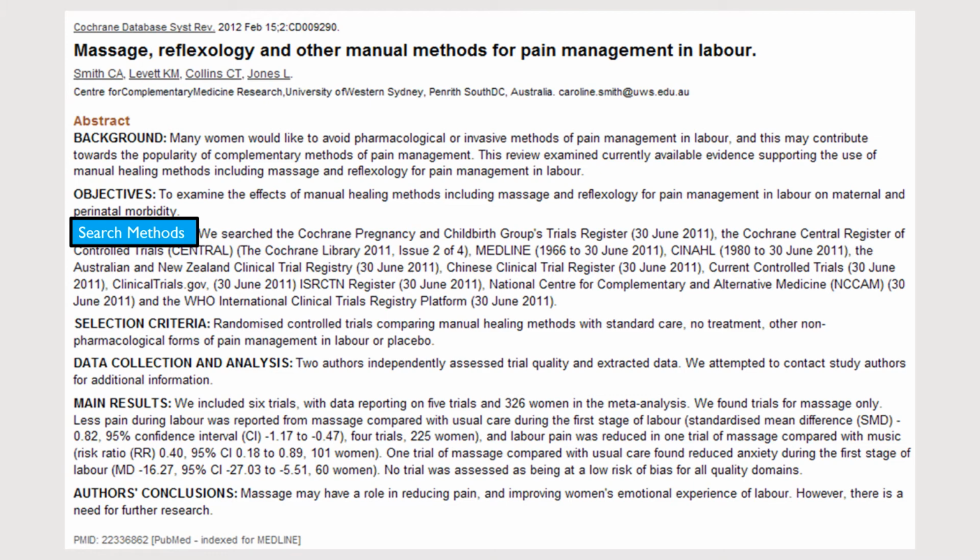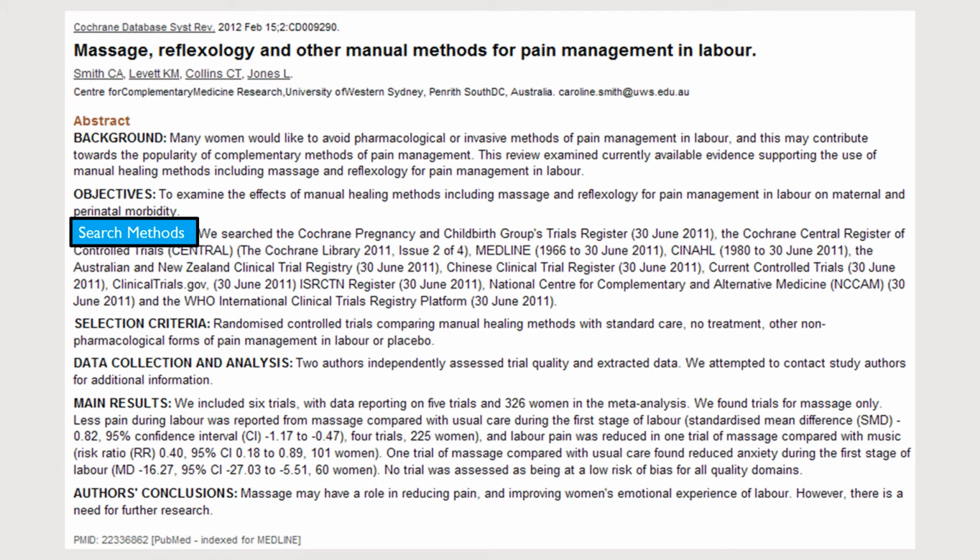You can see that it's listing that they're looking through all of these different databases to find research concerning this topic, massage, reflexology, and other manual methods for pain management in labor. So what they're doing is they're looking at inclusion and exclusion criteria. They're taking a look at the outcomes from these studies, what were the results, and then they're going to publish what it is that they find.